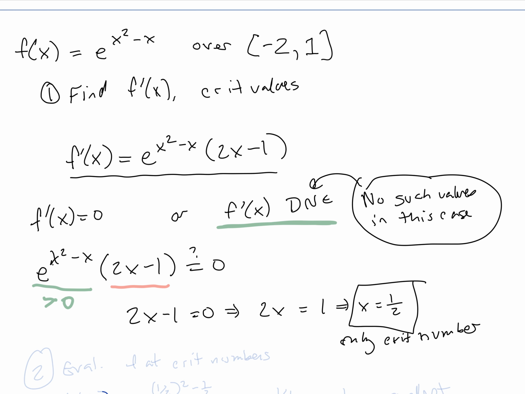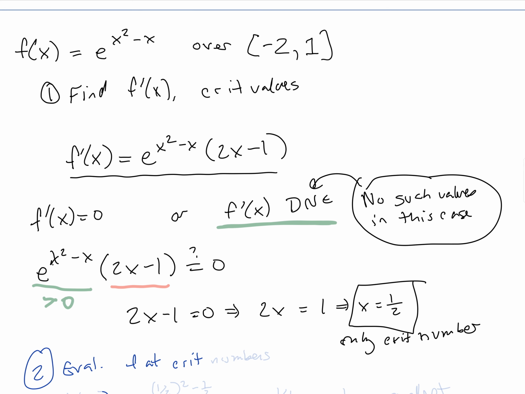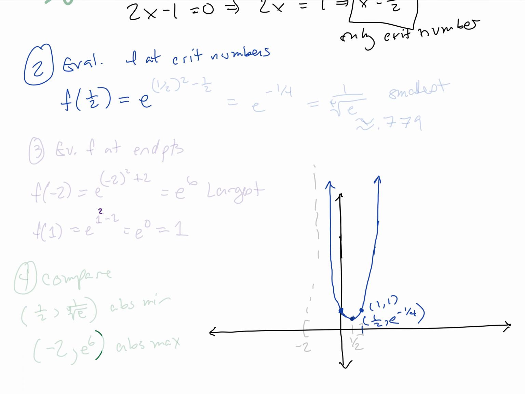And so now we need to evaluate the original function f at all critical numbers in the interval. Our interval was from -2 to +1, so that is in there. So f of 1/2, the original function evaluated at that point, is e to the 1/2 squared minus 1/2. That's e to the 1/4 minus 1/2, that's e to the -1/4. And we could also write that as 1 over the 4th root of e.